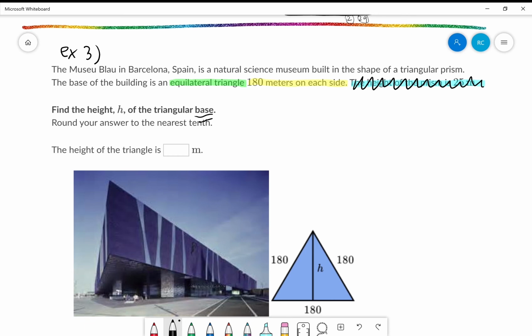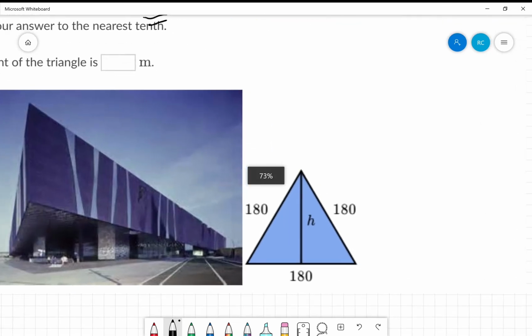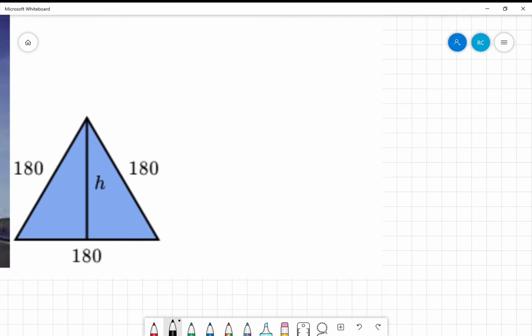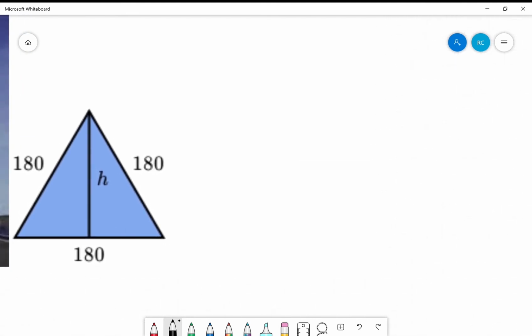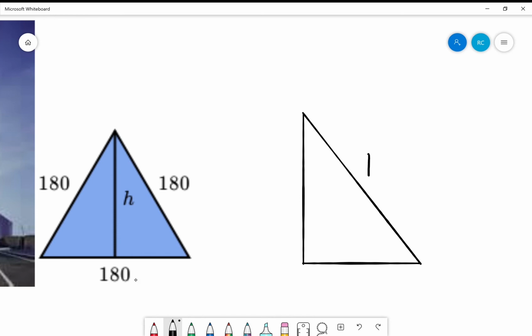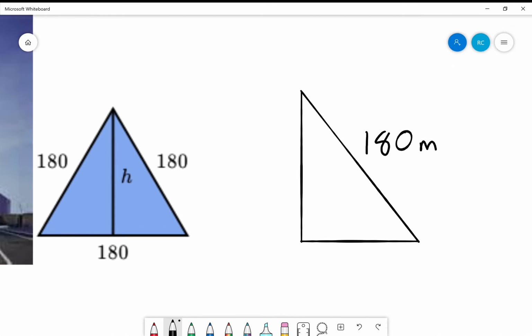Okay, so we want to find the height of the triangular base, and it gave us this very helpful little diagram right here. So I'm just going to zoom all the way in on this, because this is really all that we're interested in. So we're going to take one of these right triangles here, and we know that its hypotenuse is 180 meters. Now, take a second, really quick, on your own. Can you tell me how long this side should be? Take a moment, look at the diagram, think it over.